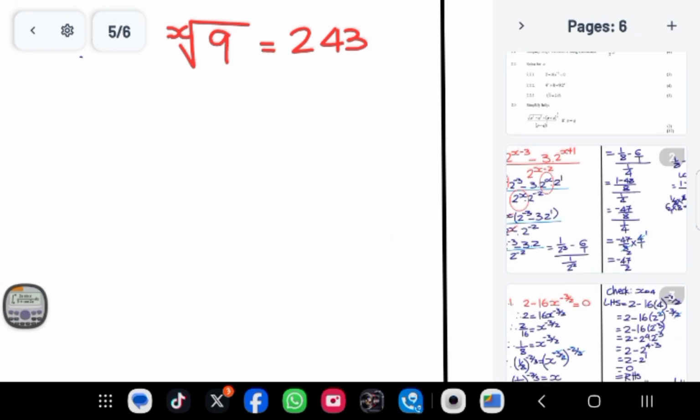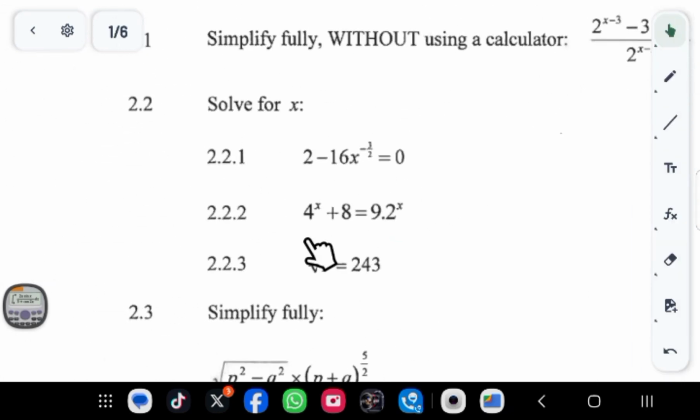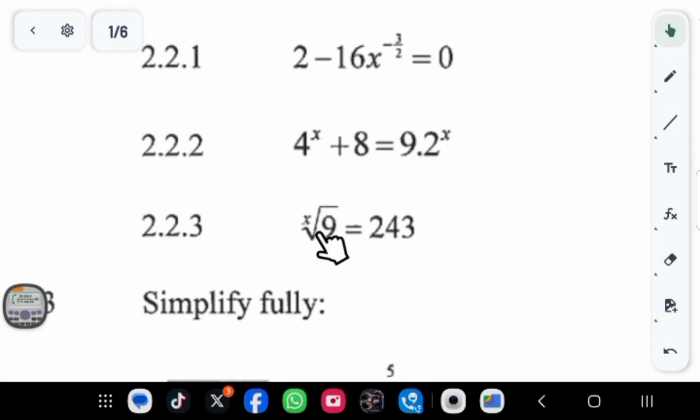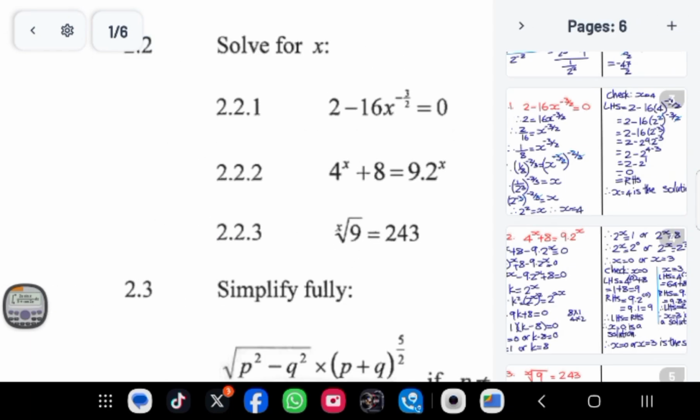Let's go back to the original question paper so you can see what it looks like. Now it says solve for x. The xth root of 9 equals 243.